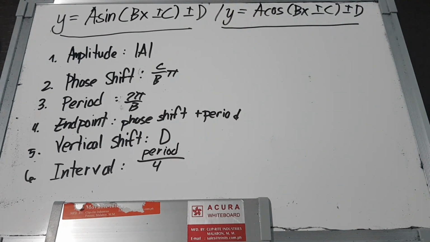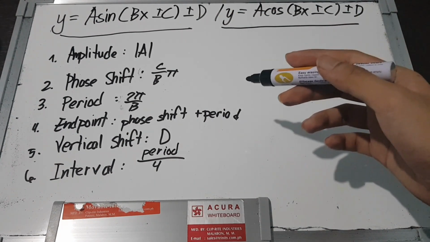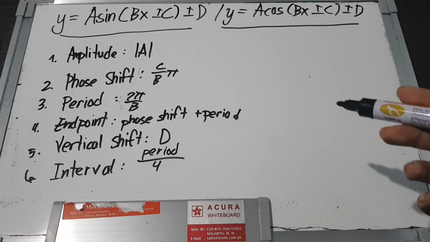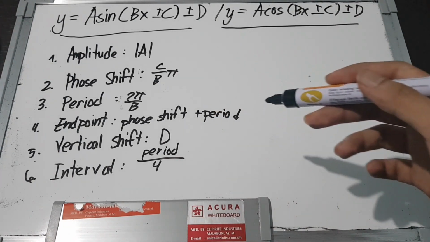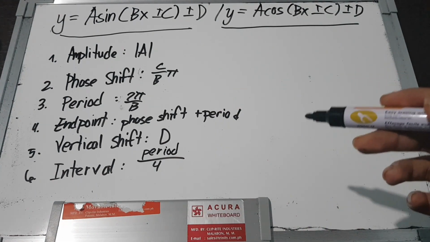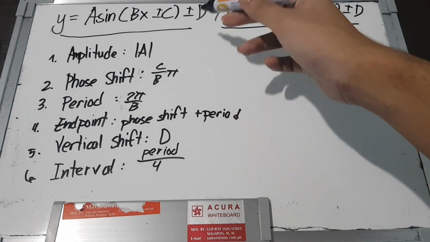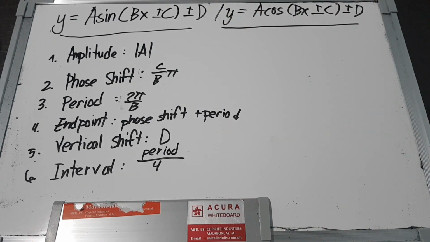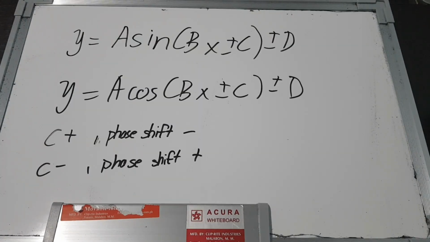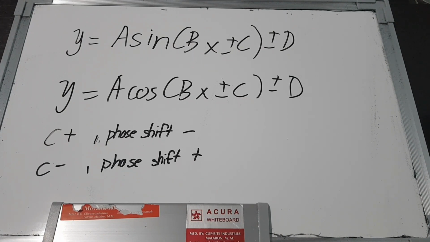Next is period. This is basically one full revolution. This is 2 pi over B. Next is endpoint or where the graph will end. This is phase shift plus period. Next is the vertical shift or the vertical displacement of the graph. This is D. And lastly, the interval. This is period divided by 4. It is also important to note that if the value of C is positive, our phase shift would be negative. And if the value of C is negative, our phase shift would be positive.